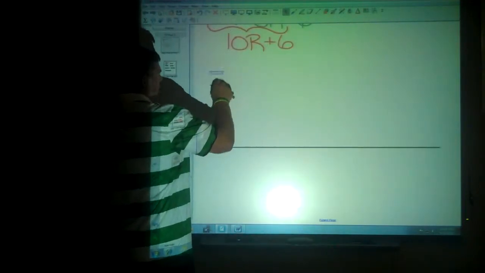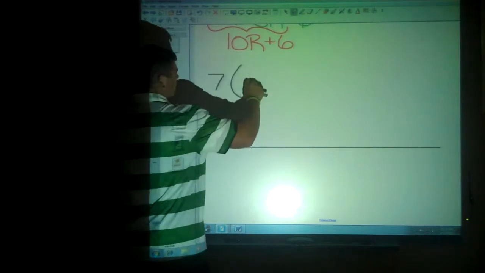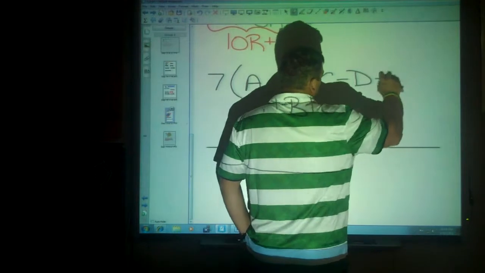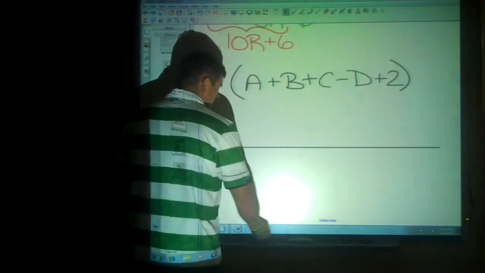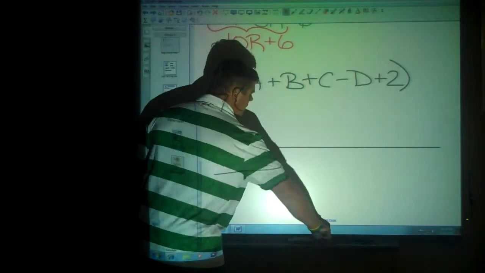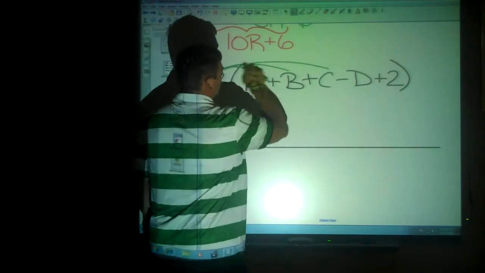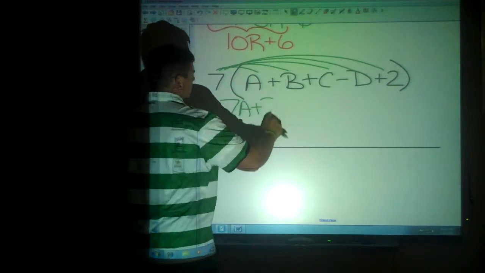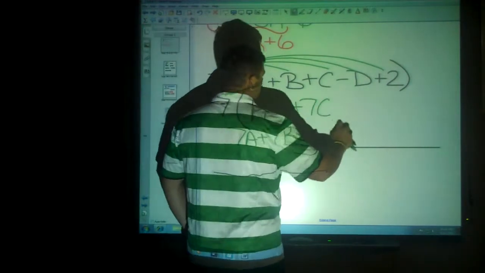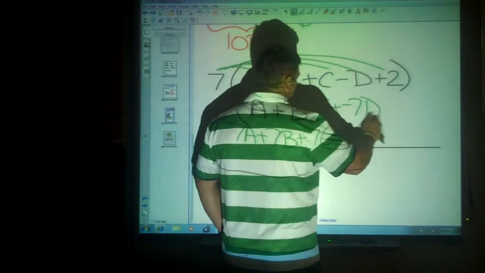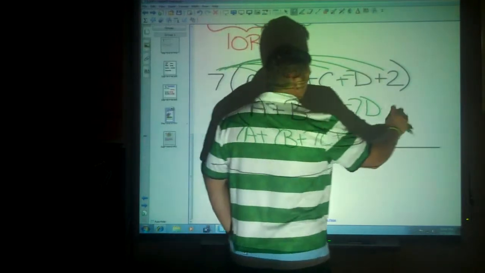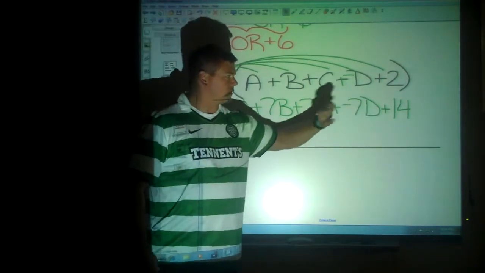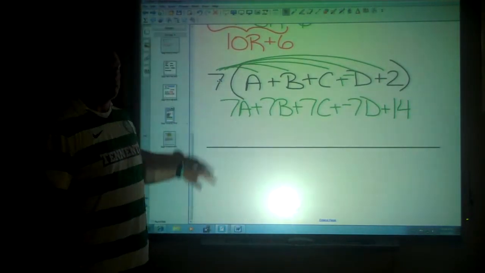What if you had 7, and in parentheses, A plus B plus C minus D plus 2? You can still use the distributive property. The number on the outside will multiply by all the parts. 7A plus 7B plus 7C plus negative 7D, because I changed this to plus negative, and plus 14. There are no like parts. That's as far as it would go. That would be simplified.